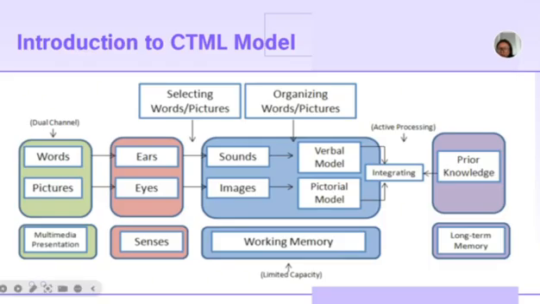Second is the limited capacity assumption. This suggests that our working memory has a limited capacity, meaning we can only process so much information at a time. Therefore, instructional design needs to be mindful of not overloading one channel with too much information at once.